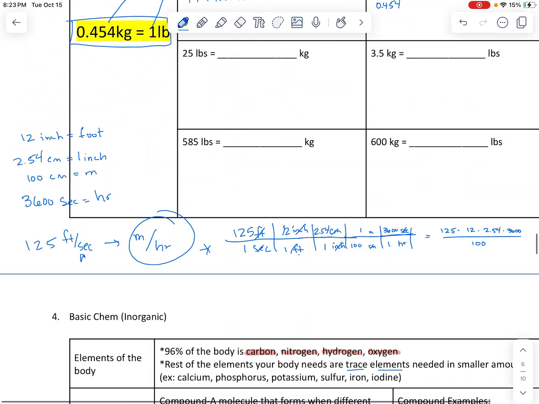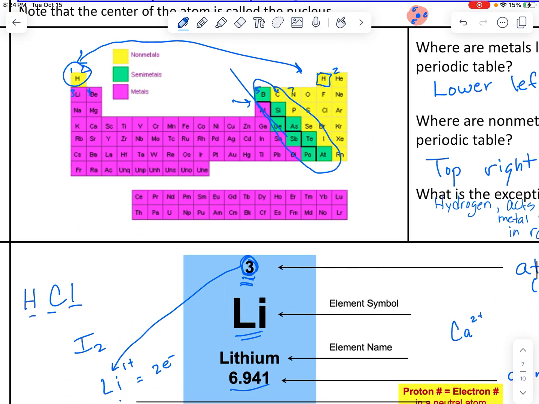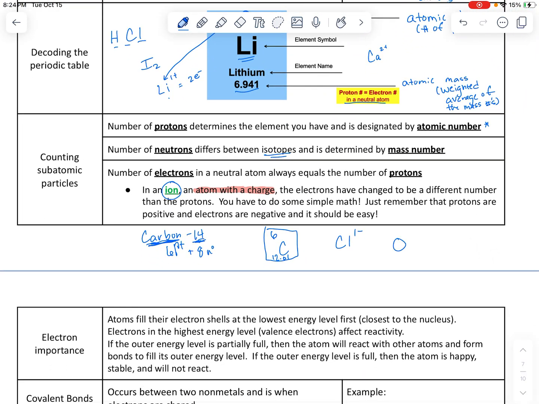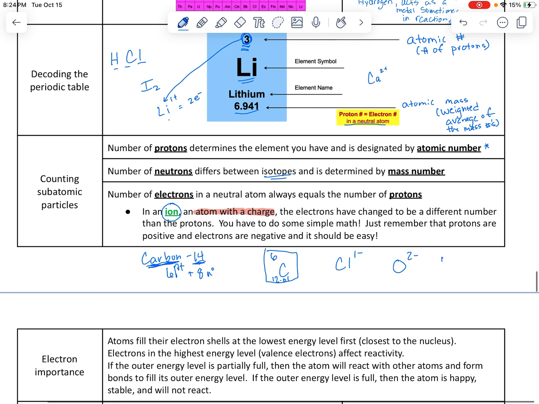Let's do something like fluorine. Actually, let's do oxygen. So oxygen, when it becomes an ion, has a -2 charge. So you'd have to go and look up oxygen's atomic number. If you did that, you look at the periodic table, oxygen looks like this. It has an atomic number of 8. It has an atomic mass of 16.01. I think sometimes it's 15.9999. I've seen that too. It just depends on the periodic table you're using.